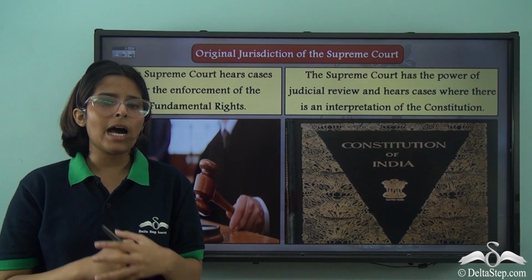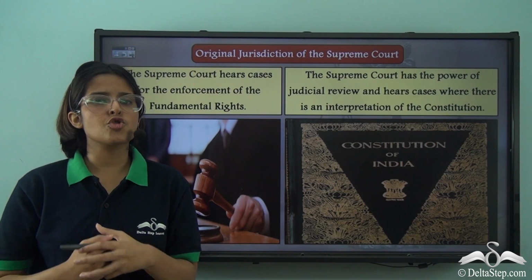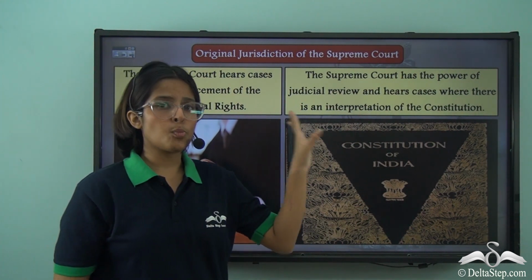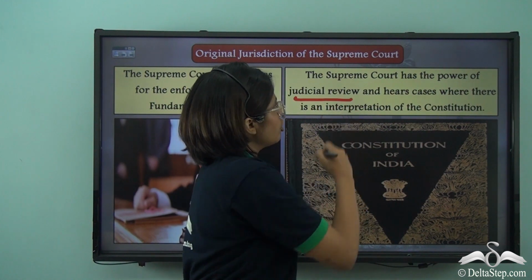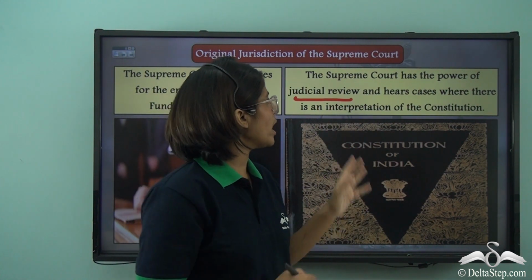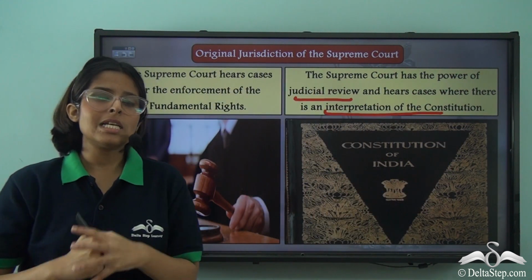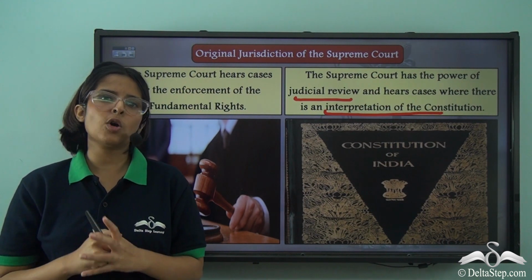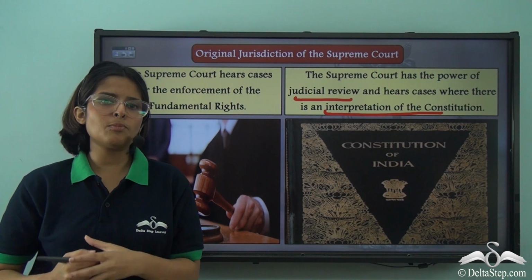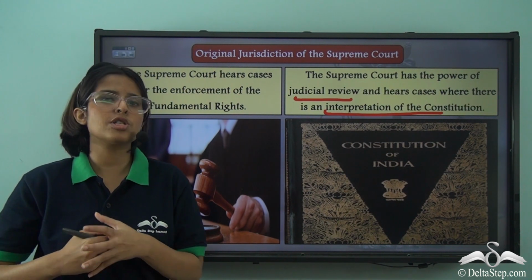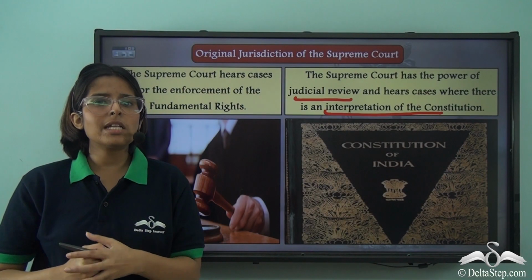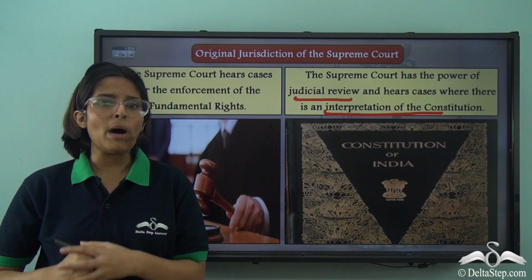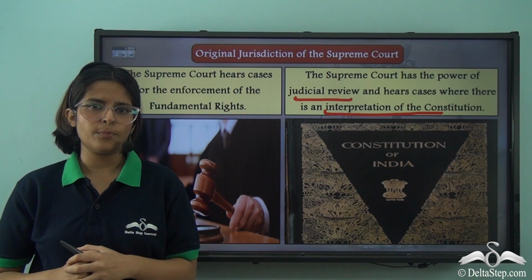Just as we had learned in the high courts, the Supreme Court can also issue writs for the enforcement of the fundamental rights. Other than this, the Supreme Court has the power of judicial review and hence hears cases where an interpretation of the Constitution is involved. So the Supreme Court is called the final interpreter of the Constitution, and the Supreme Court interprets the Constitution and uses its meaning to resolve certain disputes. The decisions regarding the interpretation of the Constitution that are taken by the Supreme Court are final and binding on all the other courts of the country.